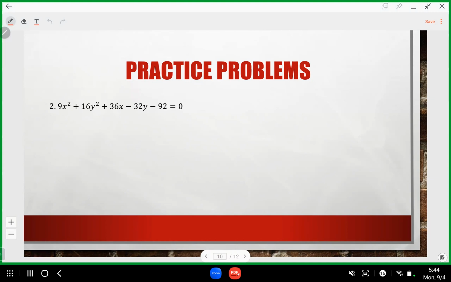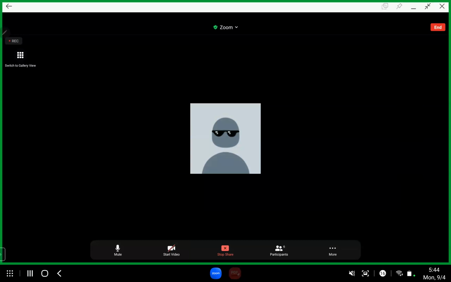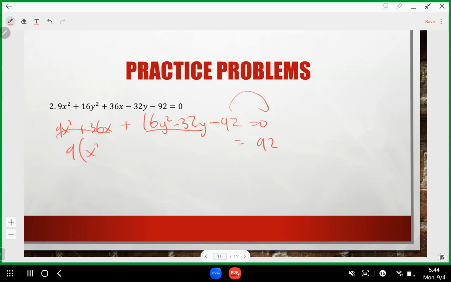Okay, let's go over this one. Let's just go and complete the square, right? You see how you have 9x squared plus 36x plus 16y squared minus 32y minus 92 is equal to 0. So we basically pair them up like this. First, of course, move the integer over. This is 9 times x squared plus 4x plus 16 times y squared minus 2y.